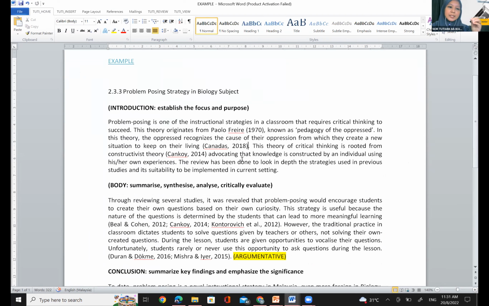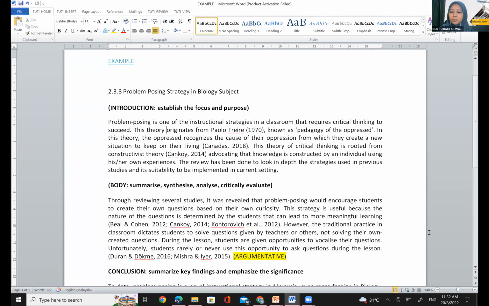Katalah, sekarang nak tulis problem posing strategy by structure dalam literature review tadi lah. Okay, so first paragraph adalah introduction. So in introduction, kita nak establish the focus and the purpose of this literature review. Okay, usually start dengan a very brief introduction lah about what is actually problem posing. Mungkin nak define sedikit briefly kan.